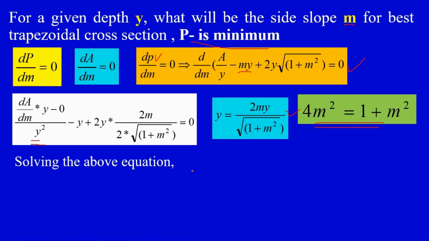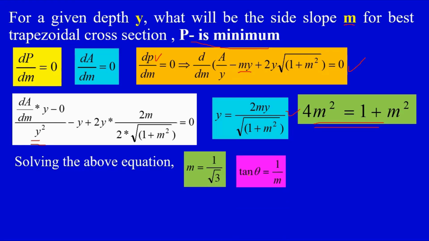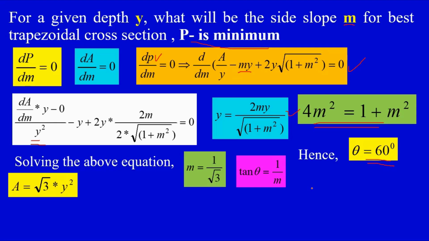Then solving the above equation, we will find m is equal to 1 over root 3. So m should be root 3 over 3 or 1 over root 3, which means m is tan theta, which is equal to 1 over m. Then theta will be 60 degrees. So this is a 60 degree inclination to get minimum wetted perimeter and maximum discharge. Then you simply substitute this value in the above equations. So area will be root 3 times y square. Automatically, you can substitute. Then P is equal to 2y root 3 again.